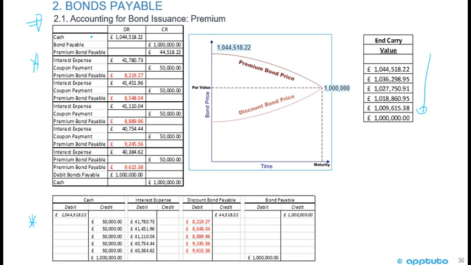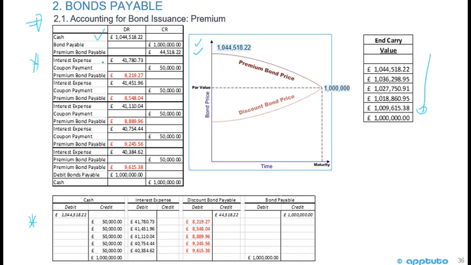I issued it at a premium, so I received 1,044,518.22 pounds. That's a debit to cash. I'm going to credit my bond payable, $1 million. You can see my debits are greater than my credits. So as I said, I'm going to credit the account premium bond payable. Then my interest expense, recall, is based on my carrying value times the market rate. And we did that calculation.